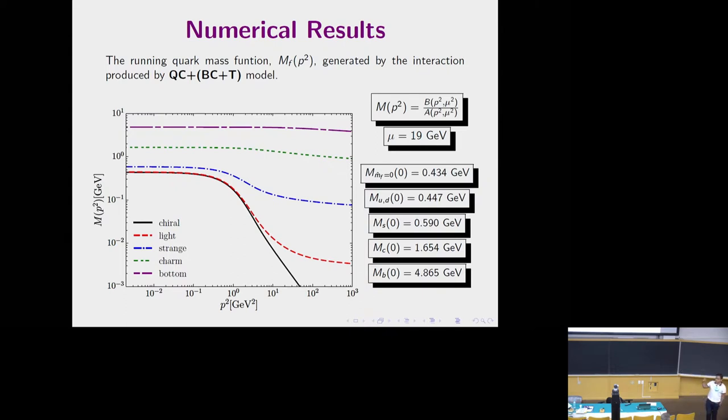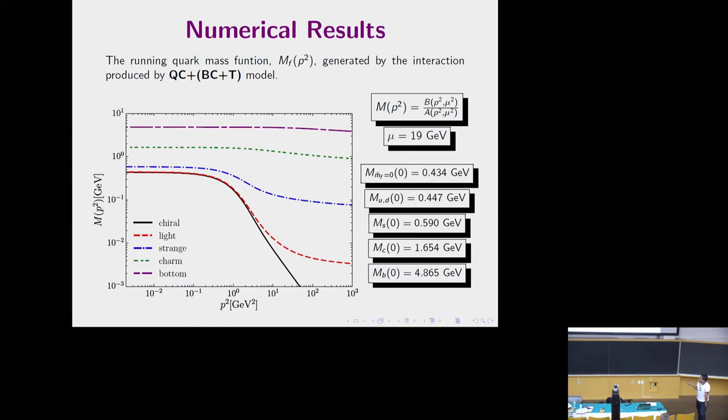Okay, the functional behavior for the other models that I present is similar, but of course depends on the truncation. For example, for the rainbow ladder truncation, the mass function tends to reach its perturbative limit faster than this model. But the common and more important feature here is that the quark mass function has a fast drop and gets an inflection point in the range between 1 GeV squared and 2 GeV squared, that can be traced to the lack of a positive definite spectral function of the quark propagator, and thus confinement.